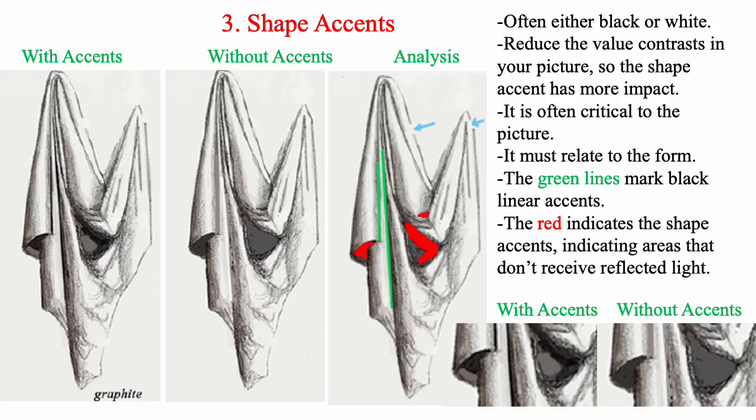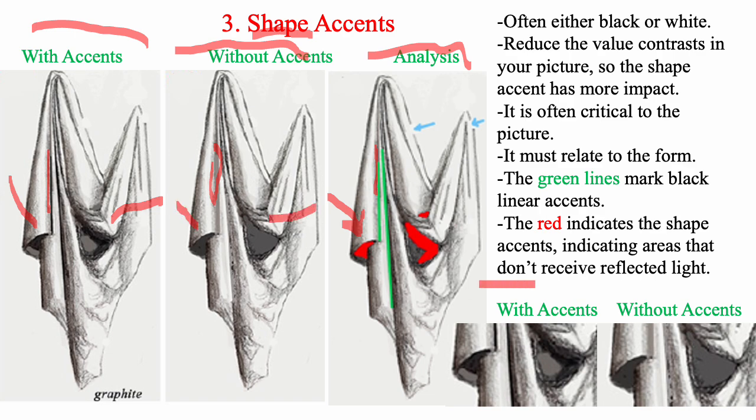The third type of accent is called a shape accent. And this cloth has accents, this one doesn't, and this is the analysis. So we see, for example, the linear accents in green here. We see it here, but we don't see it over here. Now these red marks are the shape accents, and you can see them here and here, but you can't see them here and here.